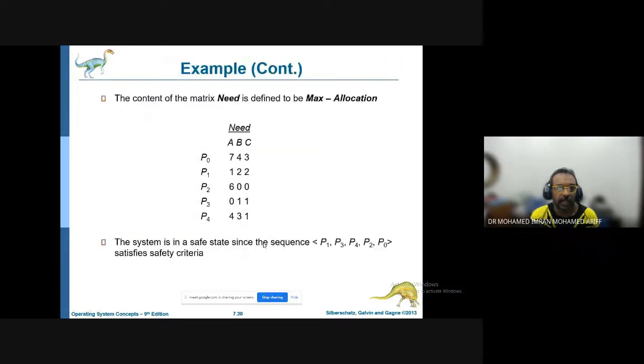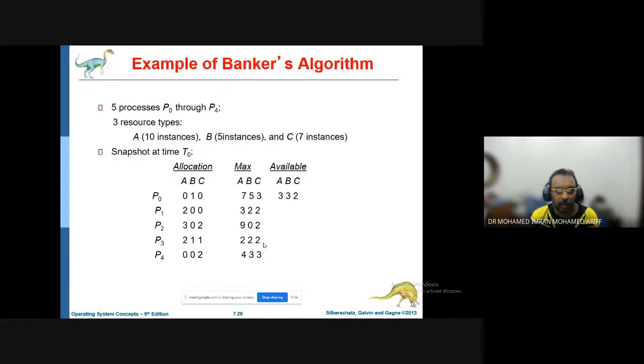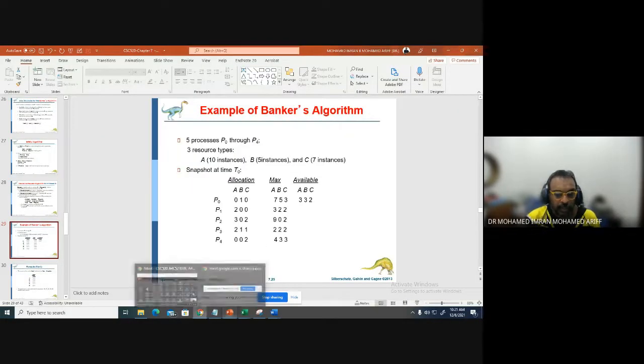Okay, so these are some examples you can see on your own, but you can just use the example on the Excel which I'm going to upload shortly. Okay, all right. So that's all for chapter 7 for today. I will upload the Excel files. Okay, 2 Excel files. One is the resource graph allocation method, and one is the Banker's algorithm method in the notes, and you can see as well.